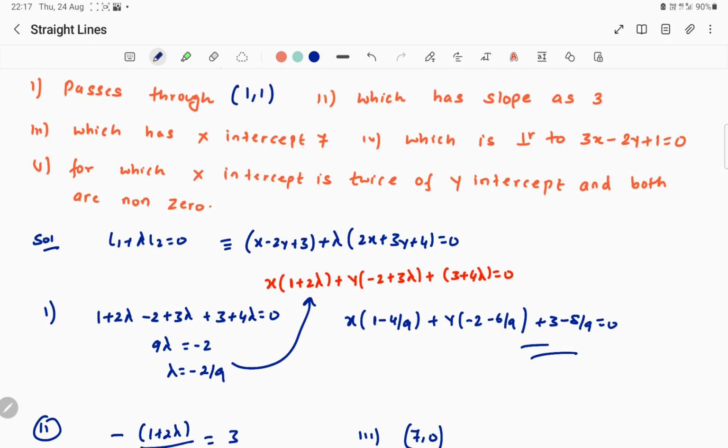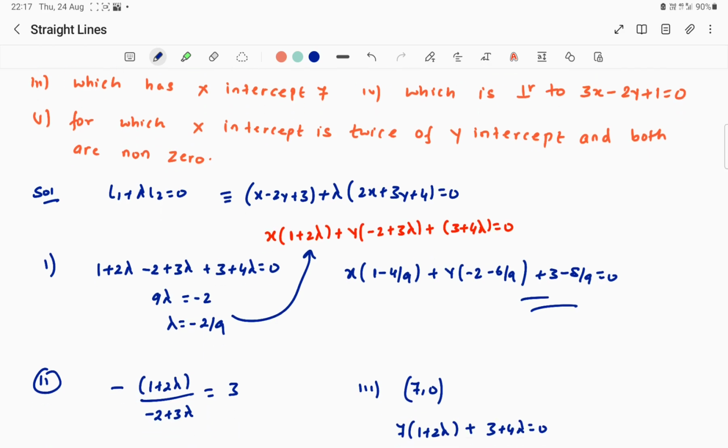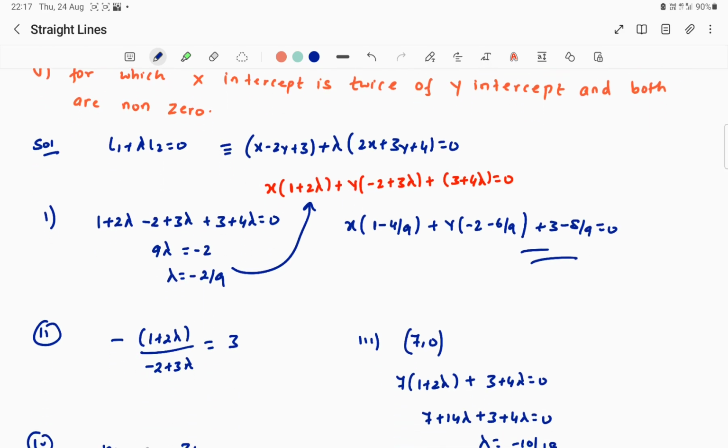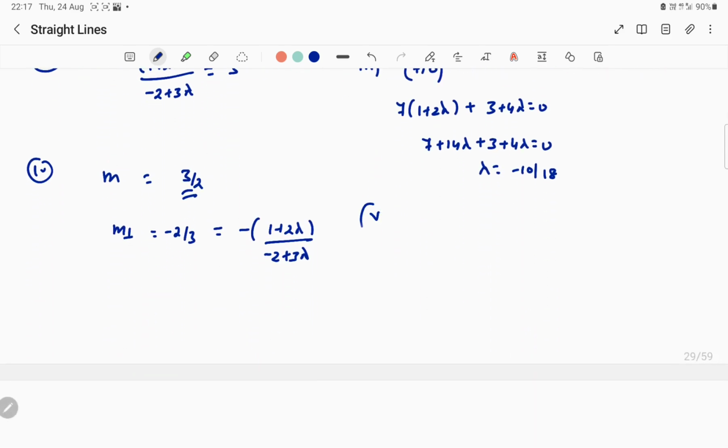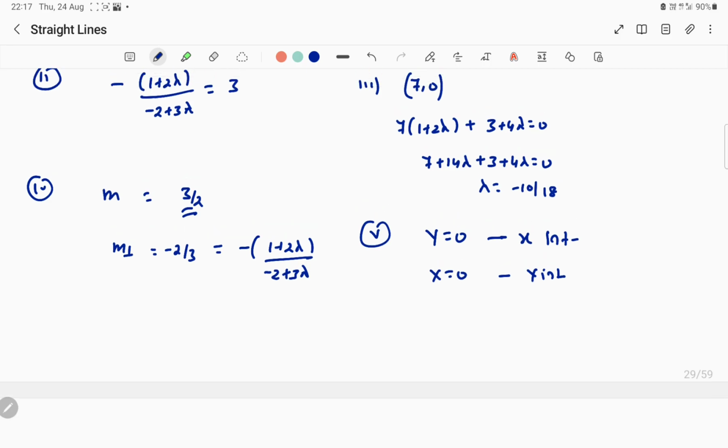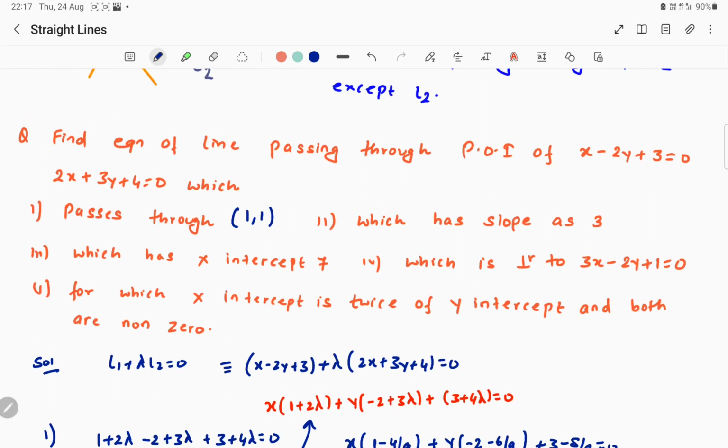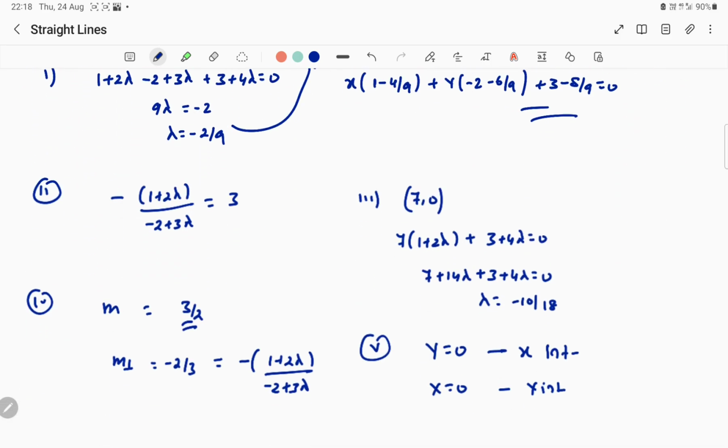Similarly, fifth part, for which x intercept is twice of y intercept and both are non-zero. No problem. X intercept is twice. So find x intercept. How will you find x intercept? In the given equation, you substitute y equal to 0. From there you will get the x intercept. And next time you put x equal to 0, so that will give you the y intercept.